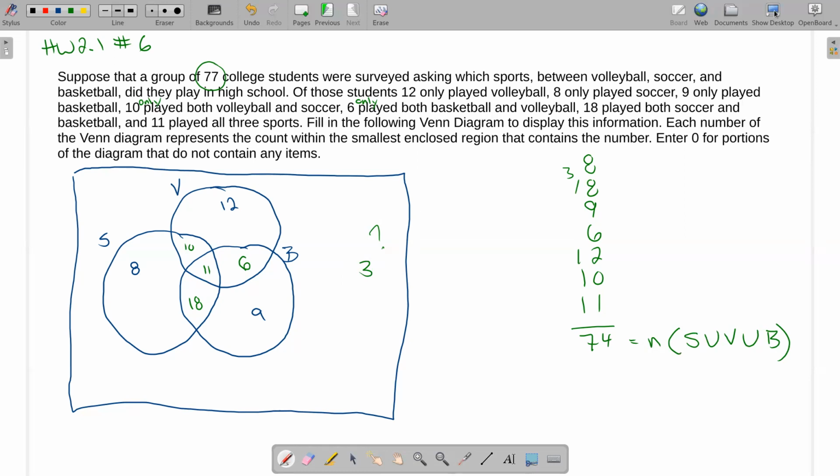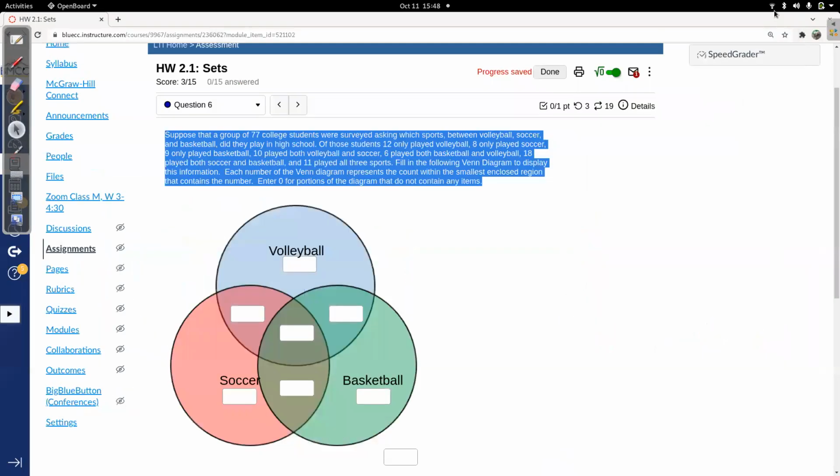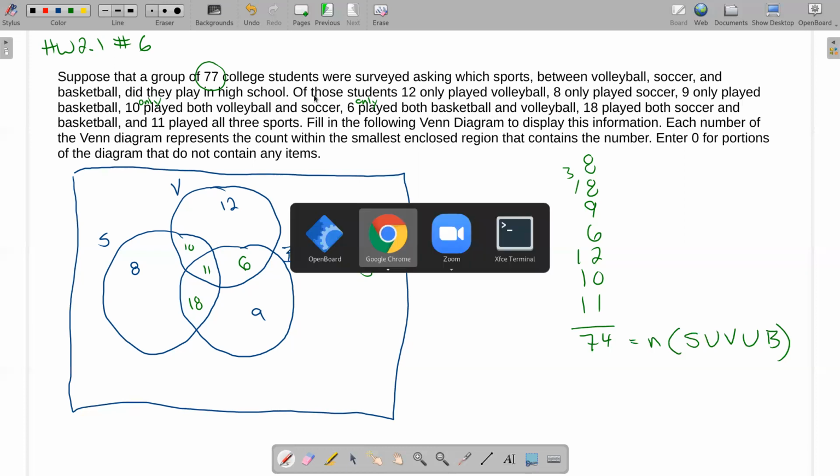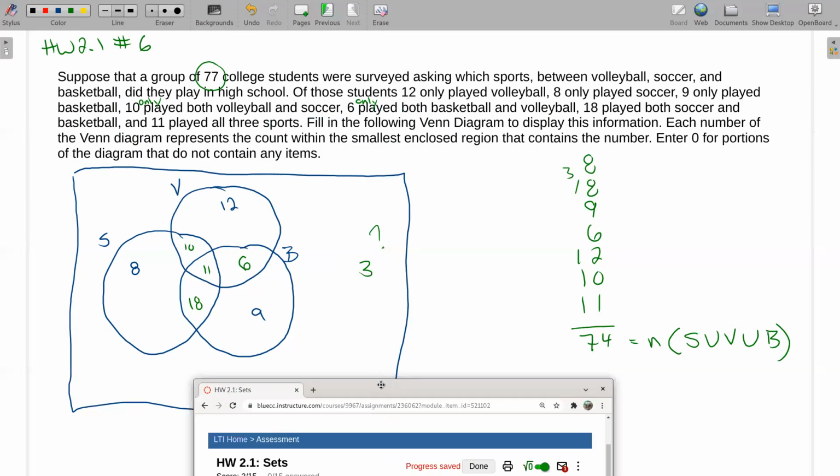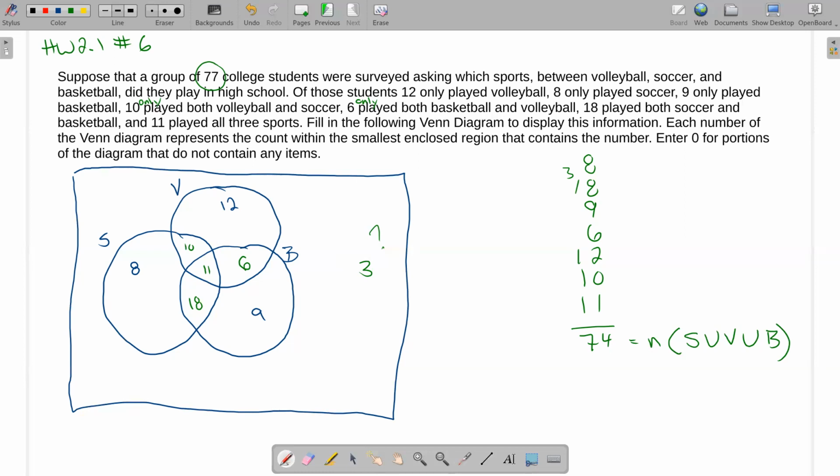So let's see, does this work right? I'm going to move this just for a second so I can fill it in, to see if the question grades right, even though it's got a slight display error. So starting here, we had 8, 18, 9, 6, 12, 10, 11, and then out here should be 3.